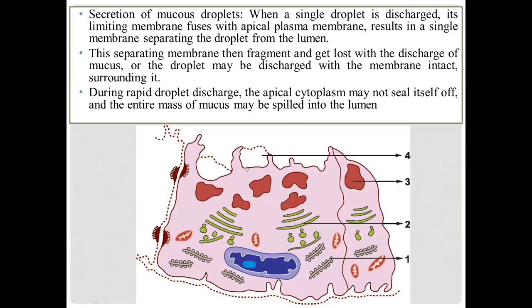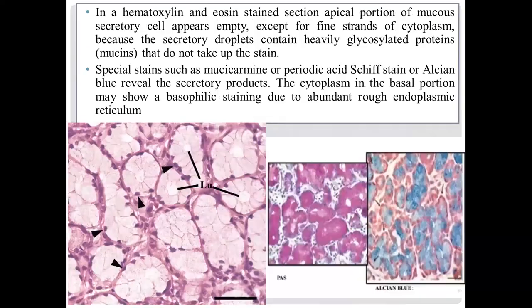Then the secretion of mucus droplets: when a single droplet is discharged, its limiting membrane fuses with the apical plasma membrane and results in a single droplet, and then it gets discharged with the membrane intact surrounding it. So during this discharge, sometimes the apical cytoplasm may not seal itself off. So it seems that the entire mass of the mucus may be spilled into the lumen.